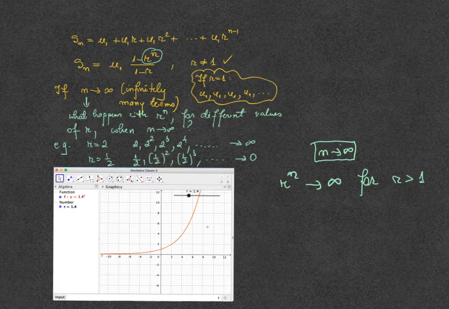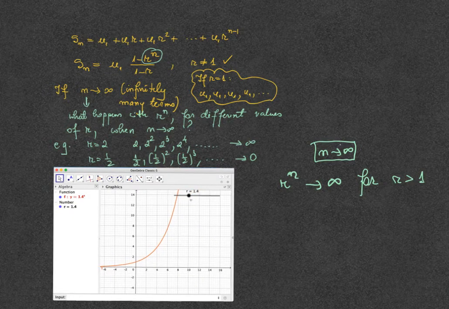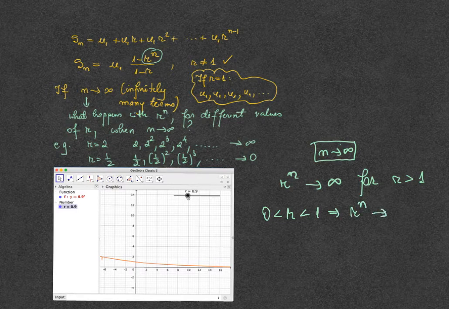What happens now if r gets smaller? So if r is less than 1. Okay, so if r is less than 1, see, r became 0.9. And see how immediately, if you multiply by a number smaller than 1, the result gets smaller and smaller and smaller. So for r between 0 and 1, then r to the power of n will approach 0.